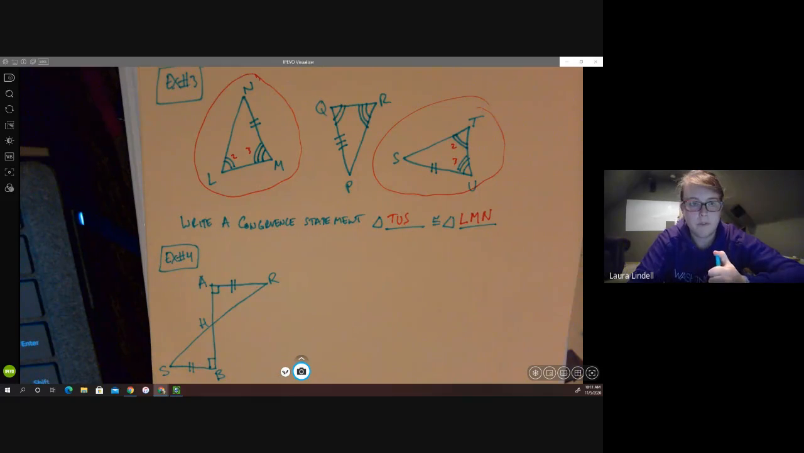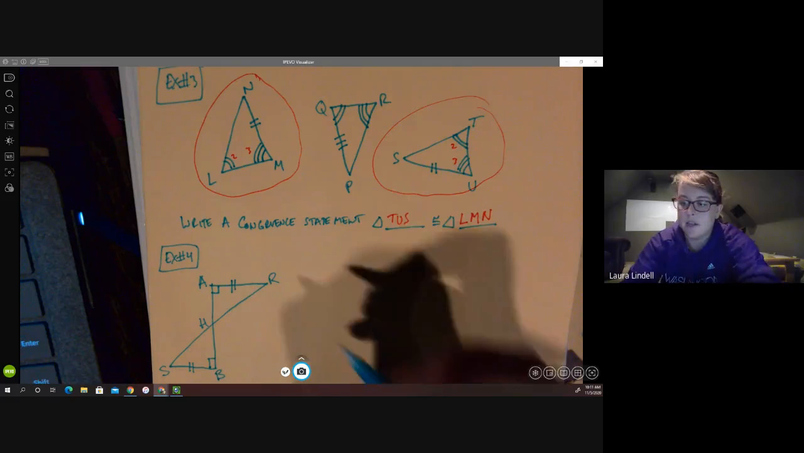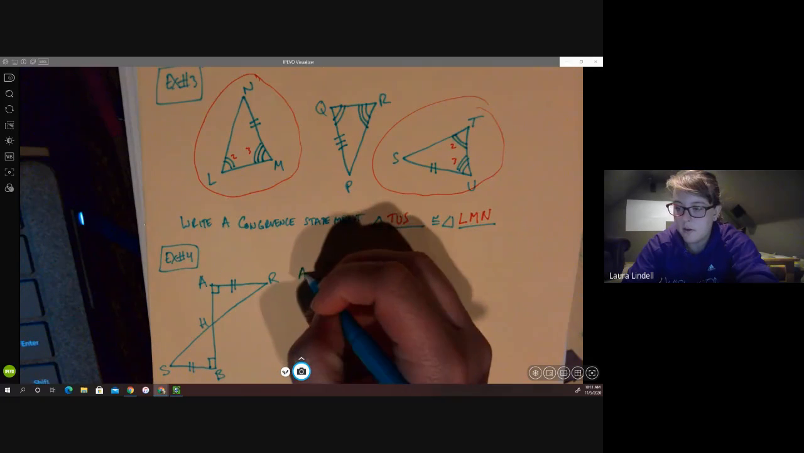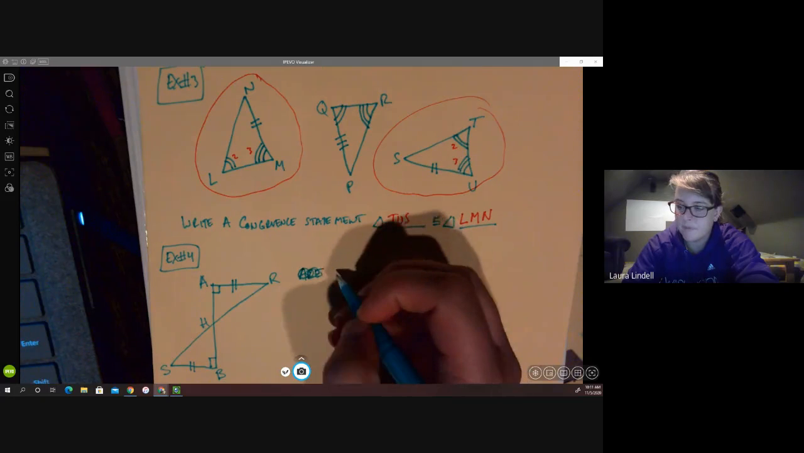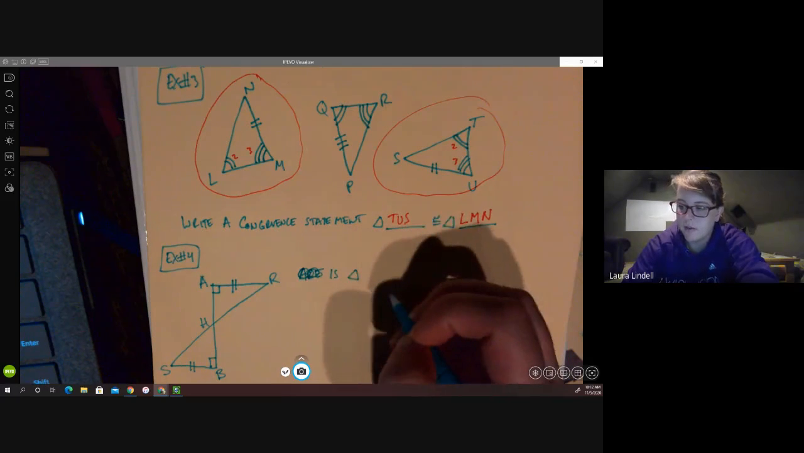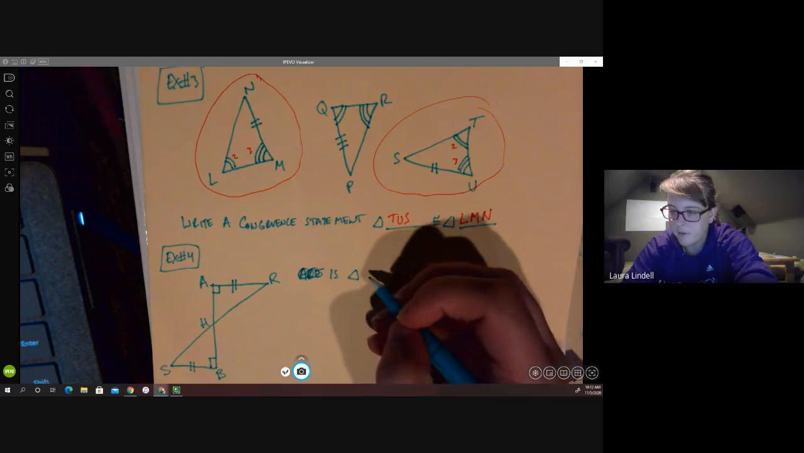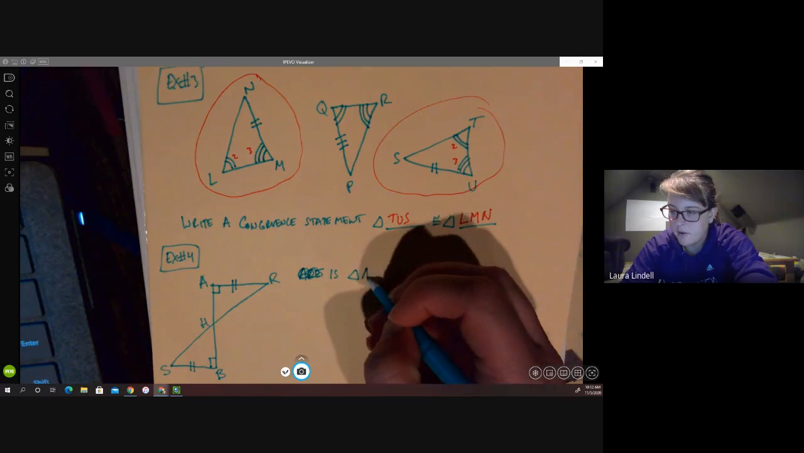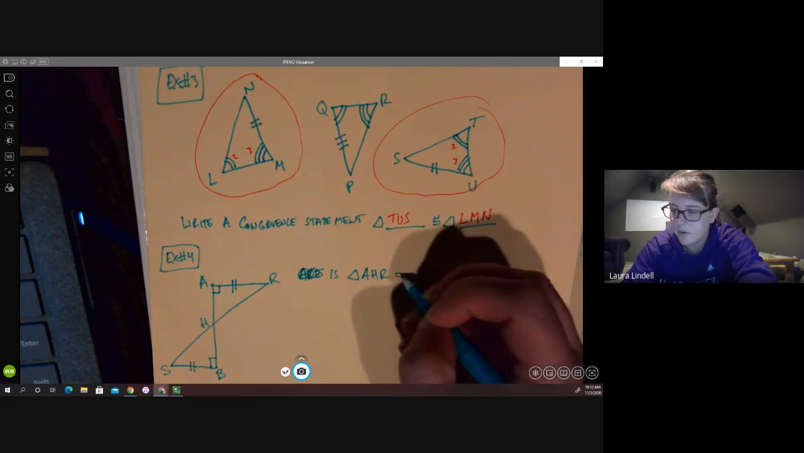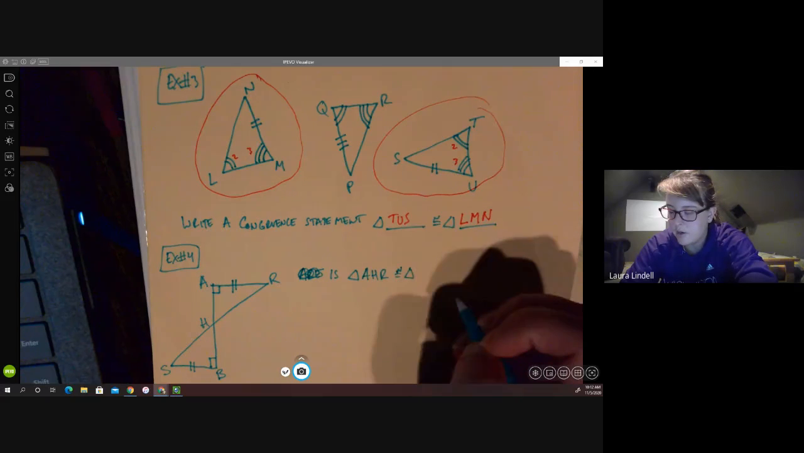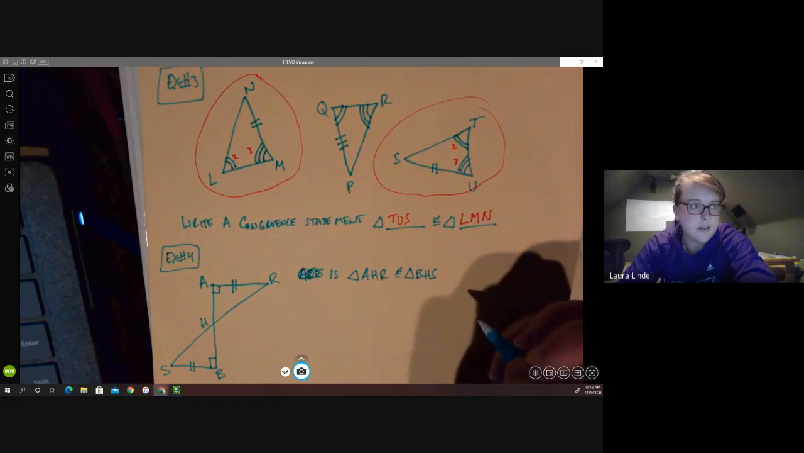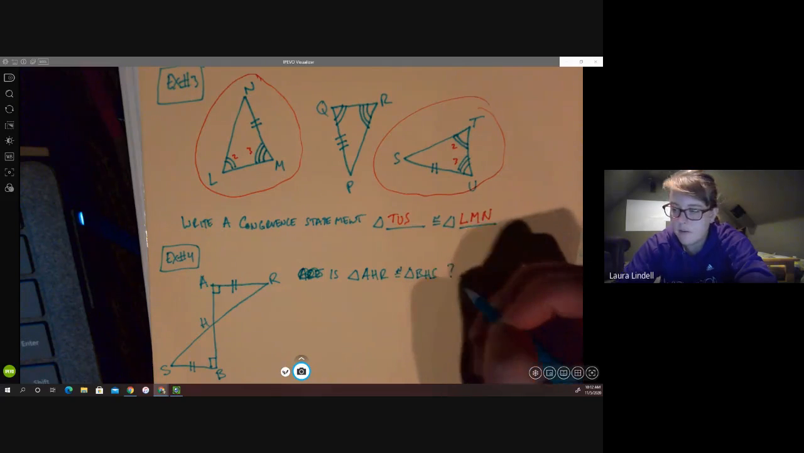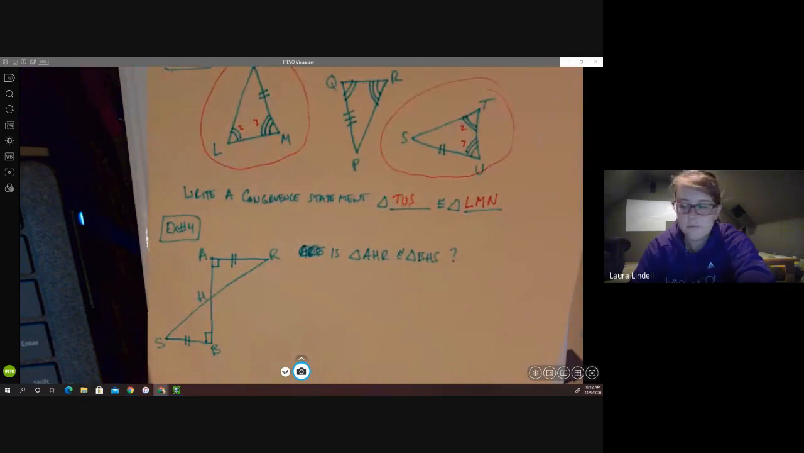Okay. So for this one, it's going to be a similar question to the last time. I guess, is triangle AHR congruent to triangle BHS? How do you know?